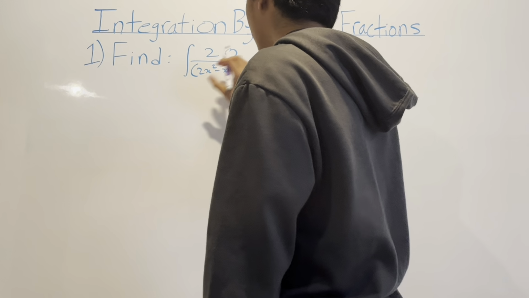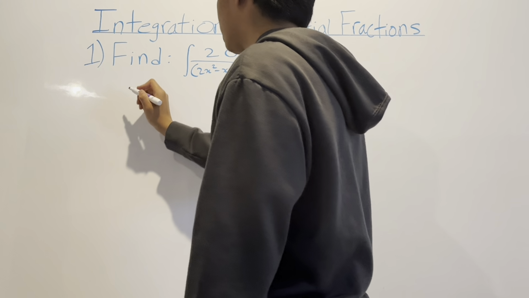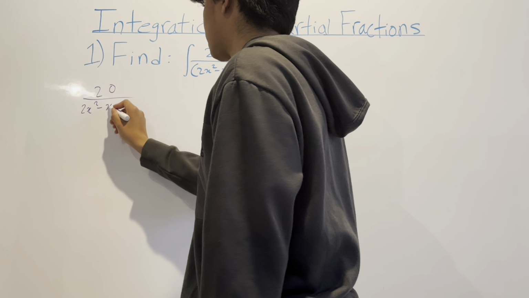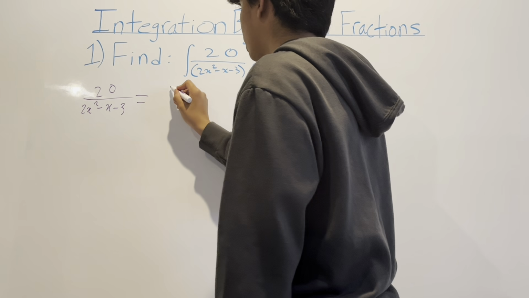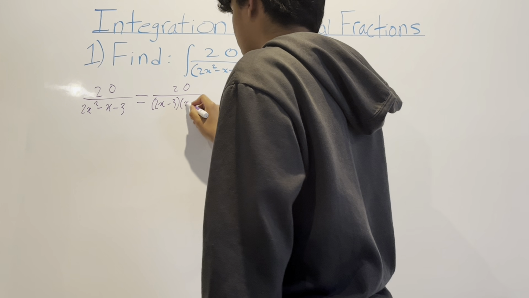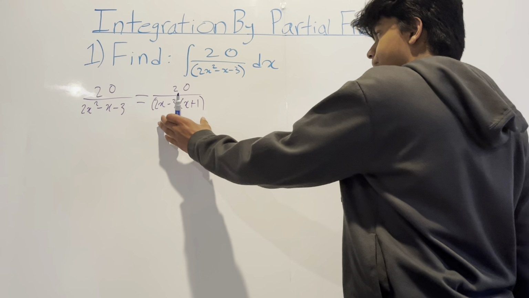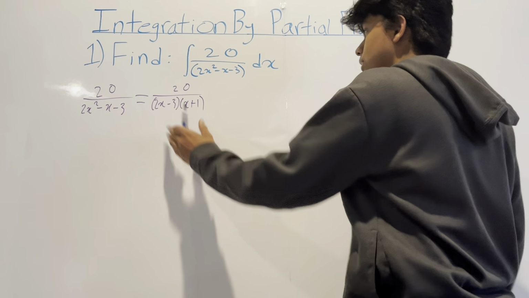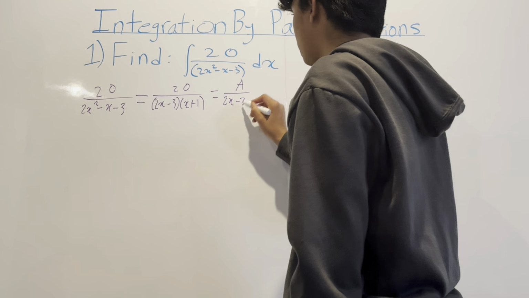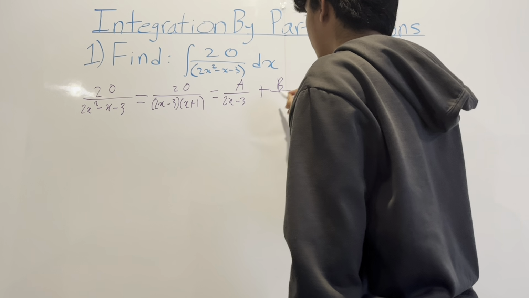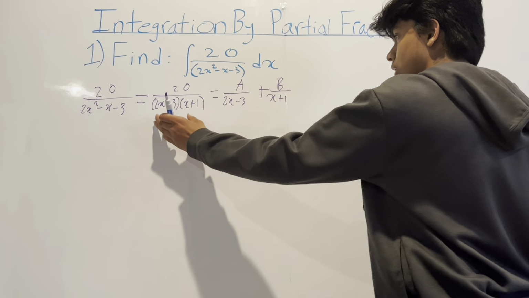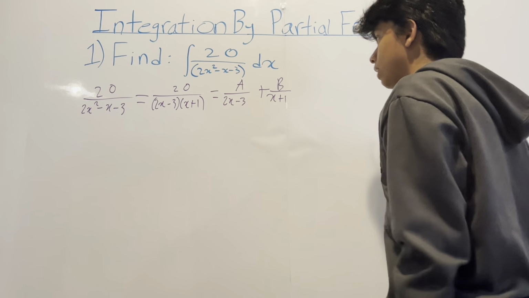So first, we're just going to ignore the integral, and we're only going to look at the function. So 20 divided by 2x squared minus x minus 3. If you factor the denominator, you'll get 20 over (2x minus 3) times (x plus 1). Now with this, what we can do is replace this with A over 2x minus 3 plus B over x plus 1. We're just separating the factors into each term, where the first term has one factor and the other term has another factor.